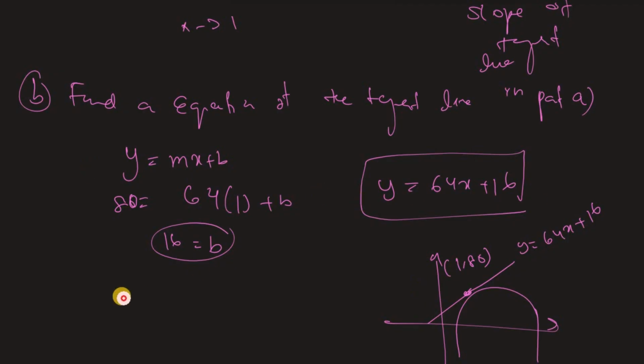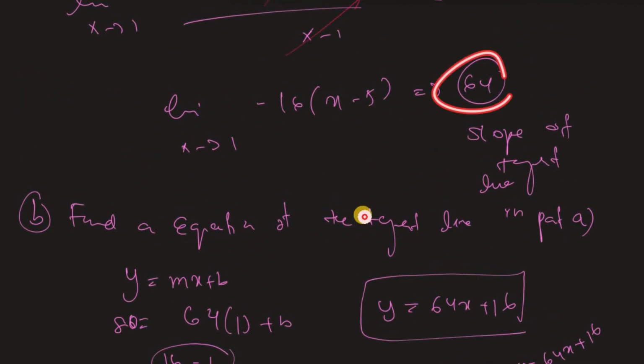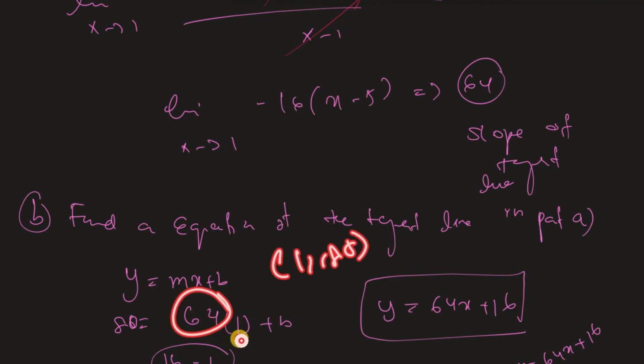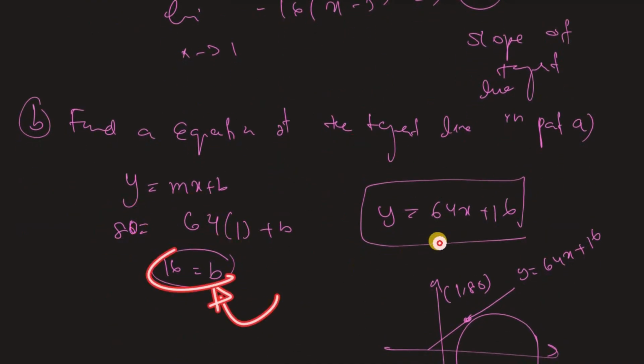Okay, so find an equation of the tangent line in part A. Now we found the slope as 64. Now we have to find the equation. Like I said, it has to be in the form of mx plus b or ax plus b, doesn't matter. We're given a point, 1, 80. So this is the x value, this is the y value.